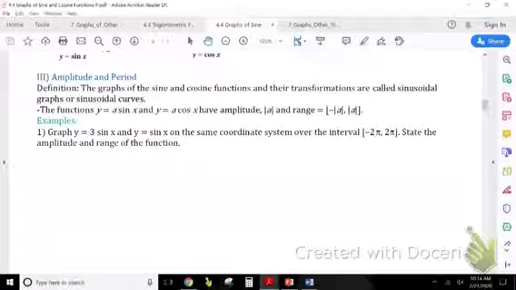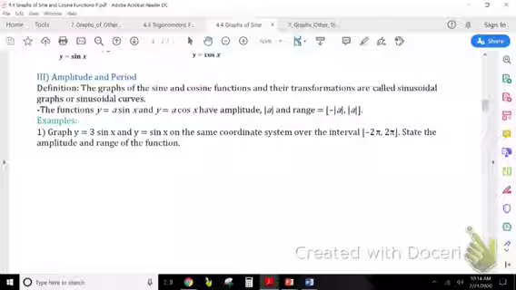And so they tell you here that if you have the functions y equals a times sine of x or y equals a times cosine of x, they're going to have an amplitude of the absolute value of a in a range then from negative, whatever that absolute value of a is, to the positive of the absolute value of a. So amplitude is the distance from the center of our curve, the axis of our wave, the middle of it, to either the top or the bottom. And you can identify that by just taking the absolute value of your a value.